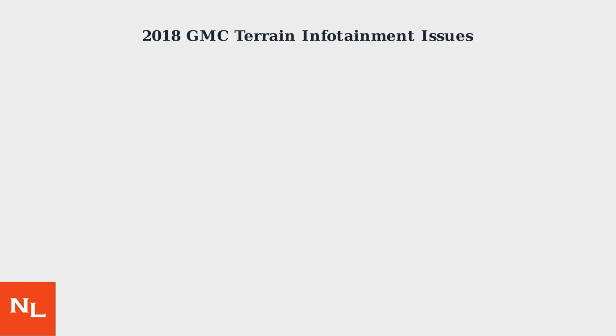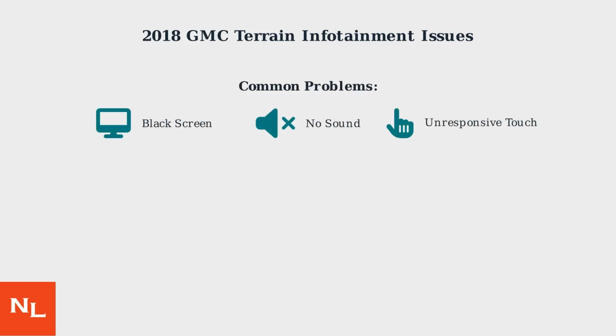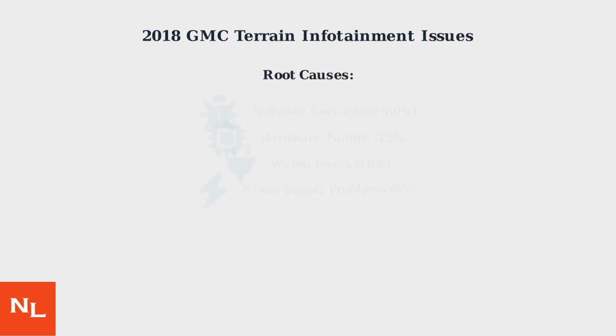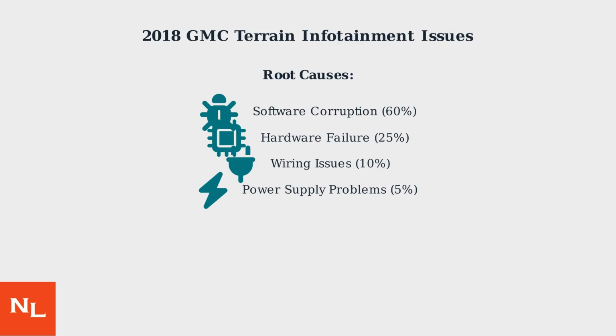The 2018 GMC Terrain's infotainment system commonly experiences several frustrating problems, especially as the vehicle ages beyond 7 years. The most common issues include a completely black screen, audio system malfunctions with no sound output, and touchscreen unresponsiveness where the display works but touch input fails. These problems typically stem from four main causes: software corruption, which accounts for about 60% of cases, hardware failures, wiring connection issues, and power supply irregularities.